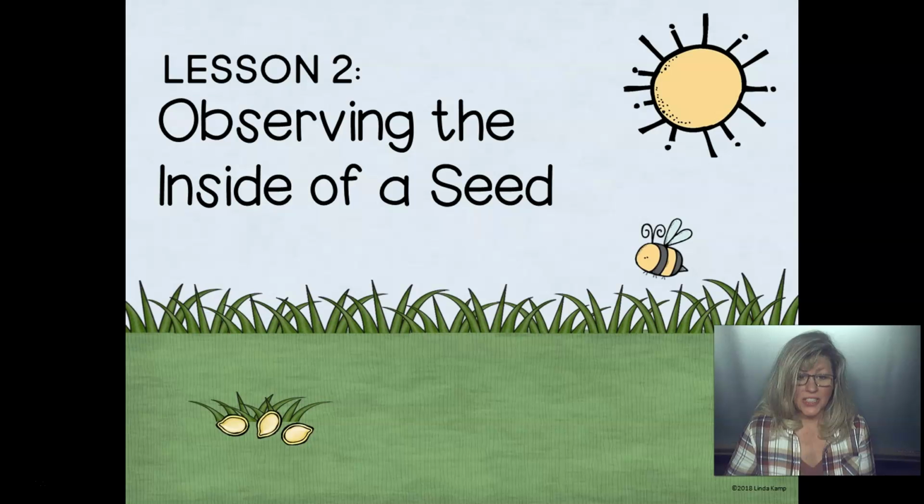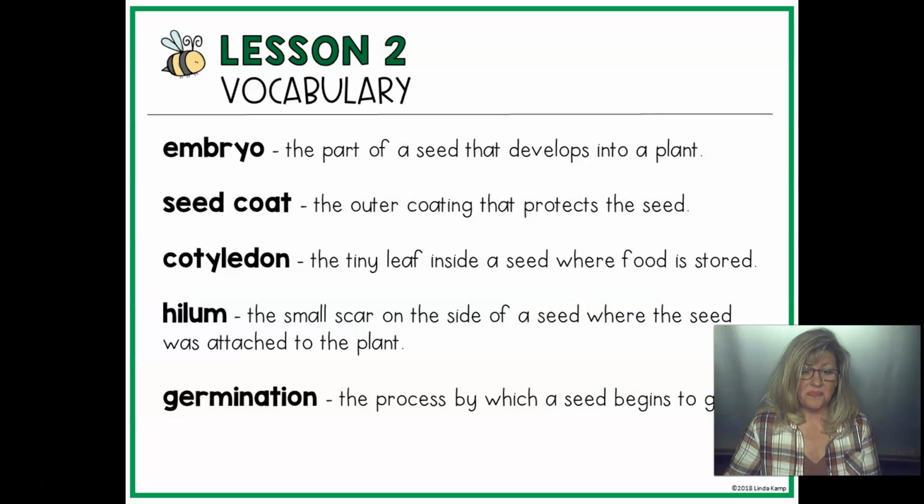Next, we're going to take a look at or observe the inside of a seed. Now, I'm going to be totally honest. This would be much more fun in the classroom where we would have our hand lenses and we would actually be taking an up-close and personal look for real. But this is the next best thing, observing the inside of a seed.